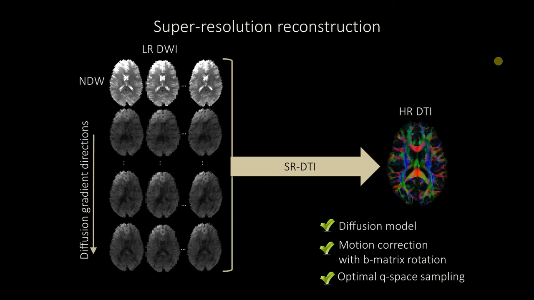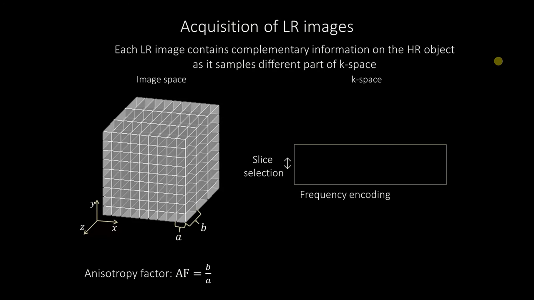Furthermore, this also means we can now do a motion correction with B-matrix rotation. Before, they had to acquire the same set of diffusion gradient directions for each slice orientation. Now we can play with those diffusion gradient directions and we can have an optimal Q-space sampling and that motion correction with B-matrix rotation. So how are we going to acquire our low-resolution diffusion-weighted images?